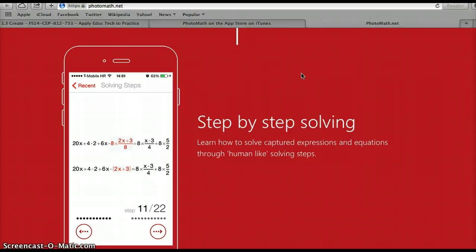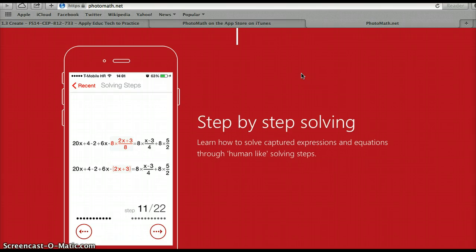My students don't all have computers or internet at home, but every single one of them has a smartphone. So this is a technology that they're already using and already familiar with. It's just like any other app. They can put it right next to their Instagram, Twitter, and Facebook, and then they can have their PhotoMath app.